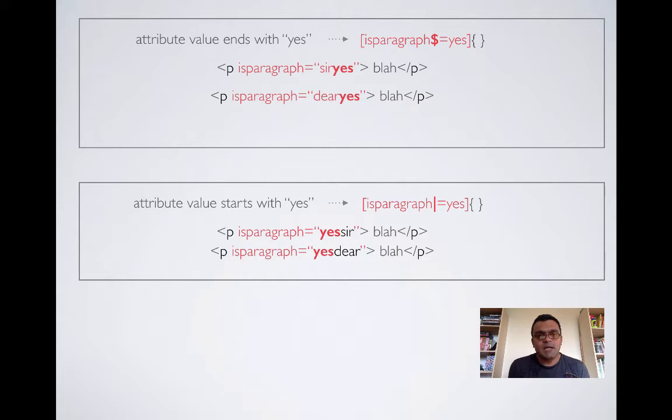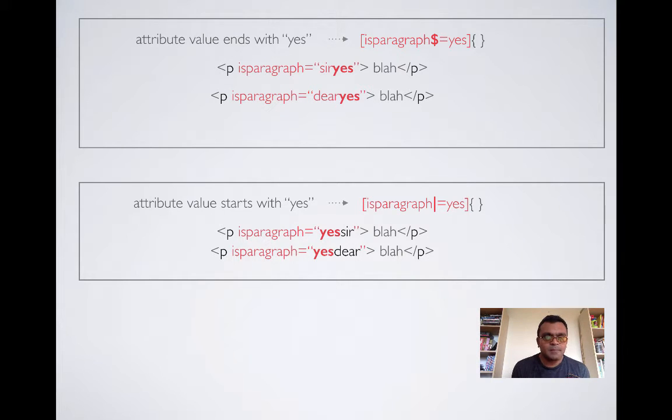So the next 2 attribute selectors are also nonlinear in nature. The first one is where the attribute value ends with a particular text, in this case, yes. So if you look at this example, "Yes sir" ends with yes, and "Dear, yes" is also ending with yes. So it will select both of them.